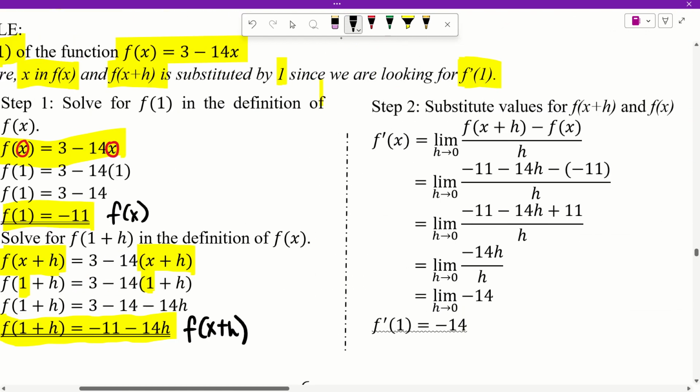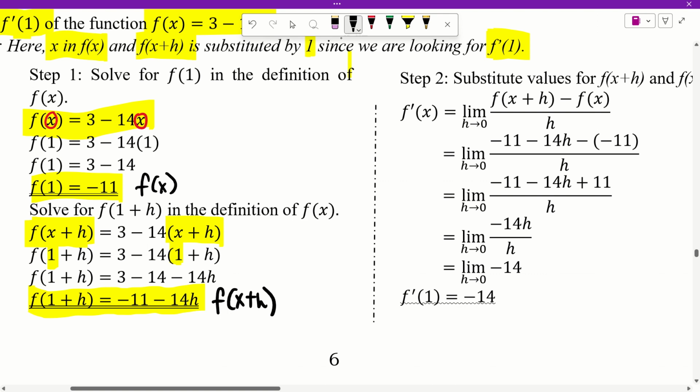Now we subtract: the limit as h approaches 0 of f of x plus h minus f of x over h. The 1 is constant, it will not change as h approaches 0. So we have the limit as h approaches 0 of negative 11 minus 14h, which is our f of x plus h, minus negative 11, which is our f of x, and then we simplify it.